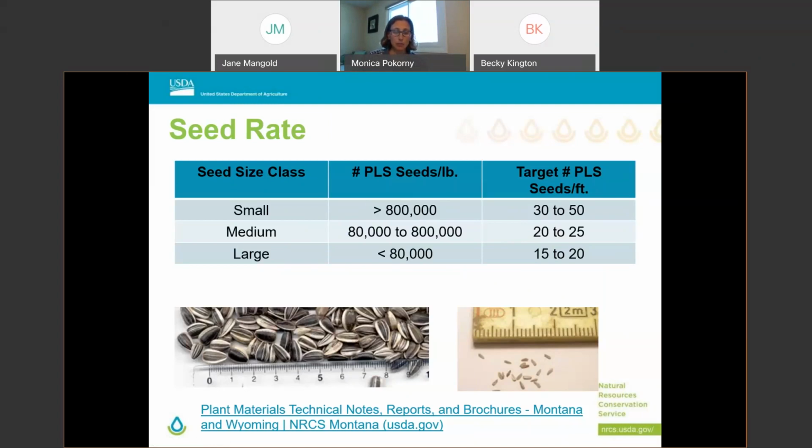And again, the document that Jane's putting the link towards, it has the seeding rate that we recommend for each of the species, and that's going to get you in this range of seeds per square foot.